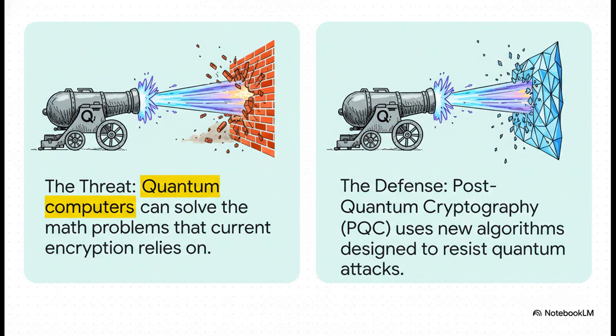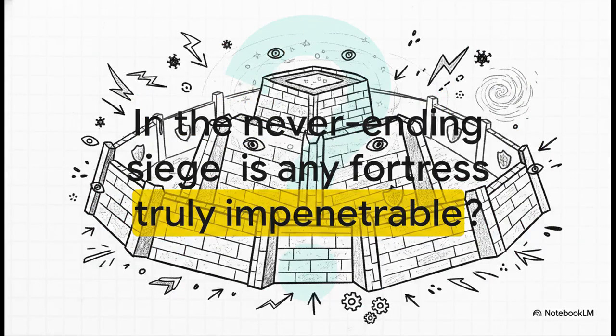But don't worry, the defenders aren't just sitting around. A whole new field called post-quantum cryptography is already working on the next generation of walls. Brand new encryption algorithms designed from the ground up to stand strong against an attack from even the most powerful quantum computer imaginable. And that leaves us with one last really big question.